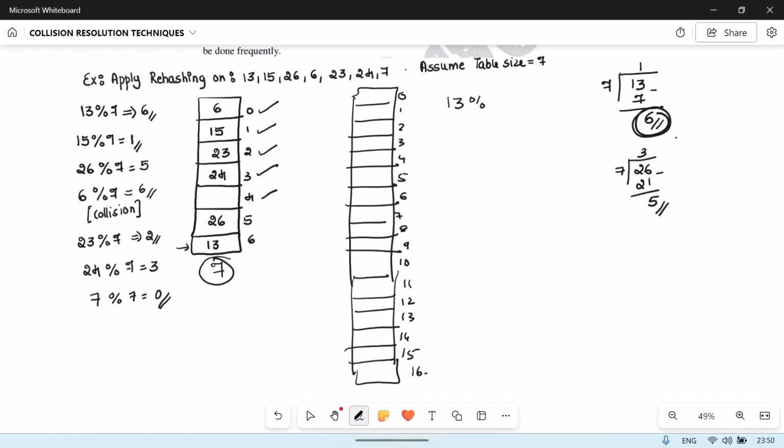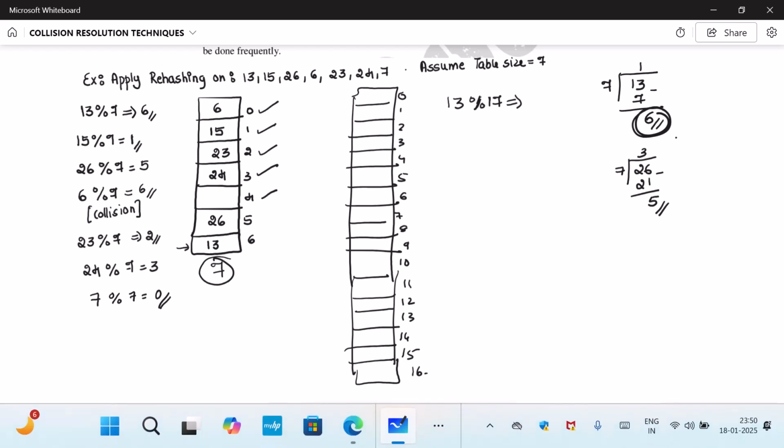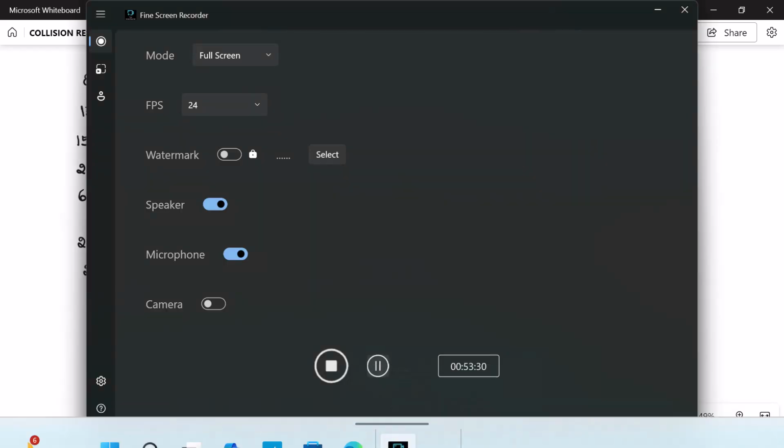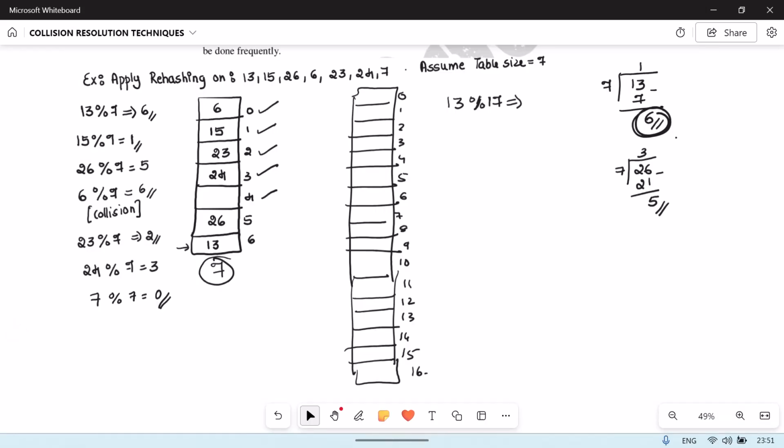13 mod 17, where 17 is the new hash table size. So 13 mod 17 is 13. So in the 13th position, place 13. Then you have 15. So 15 mod 17 is again equal to 15. So 15 will come here.